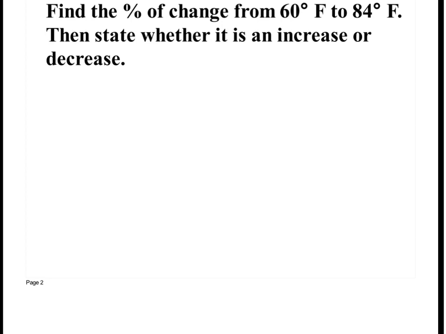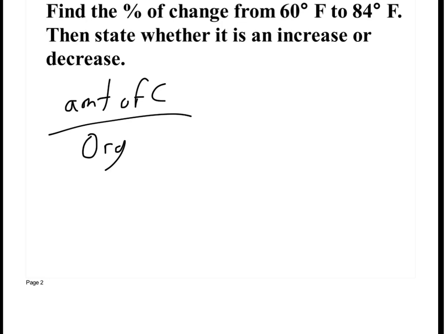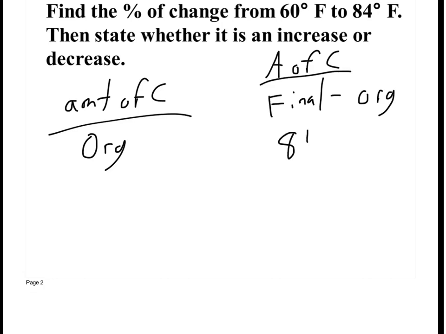So what I do to find a percent of change, I look back to my formula. It says you take the amount of change over the original amount. To find the amount of change, I take my final amount minus my original amount every time. My final amount here was 84 degrees. My original, what it started out, was 60 degrees. So I found my amount of change is 24.